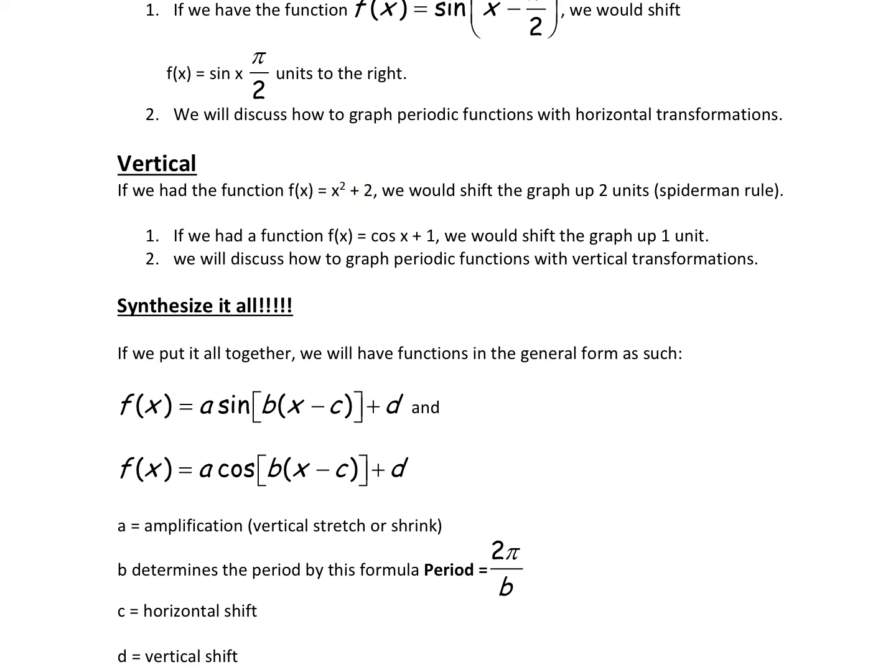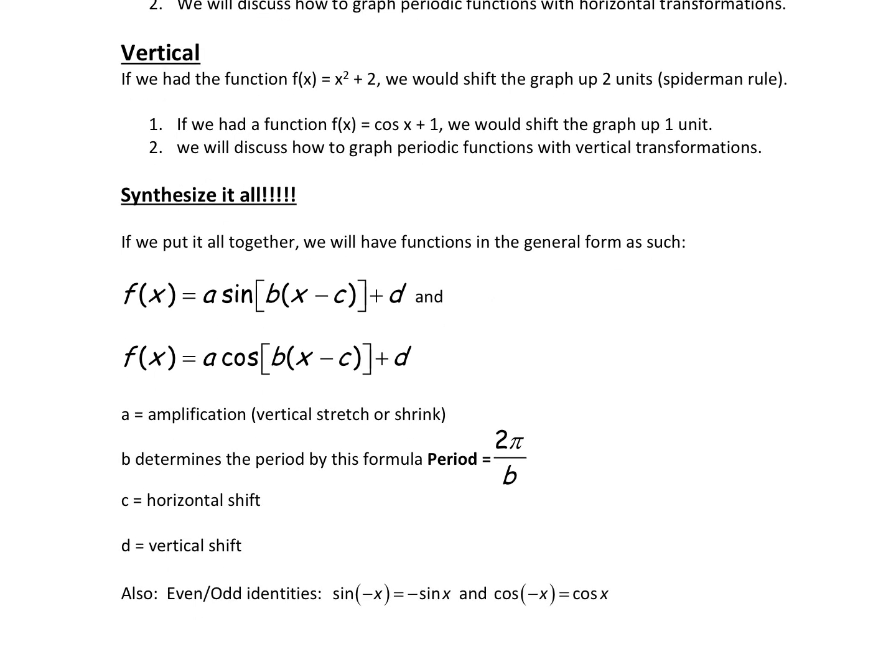Next we have a vertical shift. We know it's a plus or minus on the outside. So here it's x squared plus 2, so that moved the graph up 2. If we had a function f of x equals cosine x, and think about that cosine x in parentheses plus 1, that plus 1 is moving the graph up one unit. And note the addition or subtraction of a term on the outside is going to be a whole number, and we'll see why. Typically, that's what it'll be.